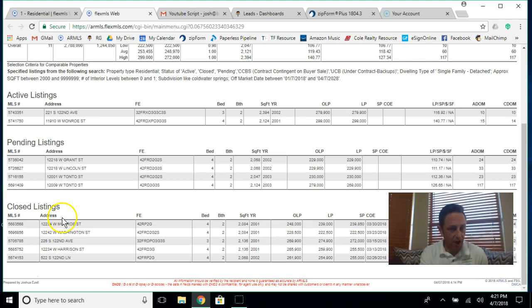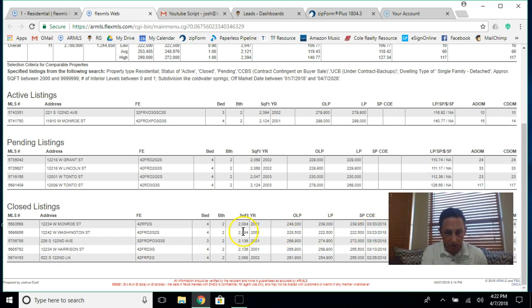So here are the 5 sold: active, pending, closed. Here are all 5 addresses, and then you have the original list price, the price they came on the market at. This is the list price. This is the price that it was listed for when it went under contract. The sales price, SP, is actually what it sold for. And the COE is close of escrow. So we know what date it sold. So for example, the one that closed here on the 23rd appears to be the most recent sale.